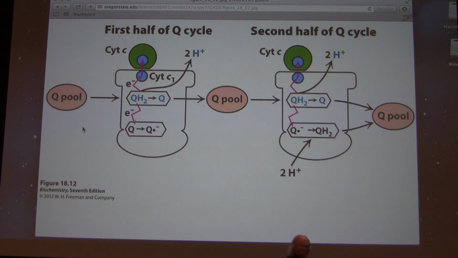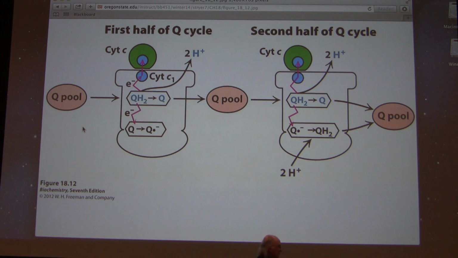And when it enters complex 3, it has 2 electrons and 2 protons to donate. It donates 1 proton to a Q that is oxidized that was sitting in the complex. So the complex started with an oxidized Q sitting in the bottom of it right here. That oxidized Q gains an electron. That one is shown as Q dot minus, meaning it's gained an electron.